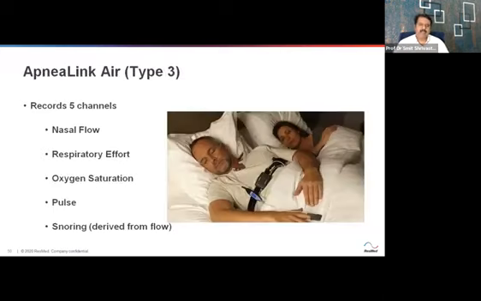This is one typical person who has a 5-channel recording: a nasal flow recording, and a chest band that expands or moves with the respiratory effort, so respiratory effort is recorded. SpO2 looks for saturation and pulse, and the snoring part is derived from the nasal prong itself, from the nasal flow.